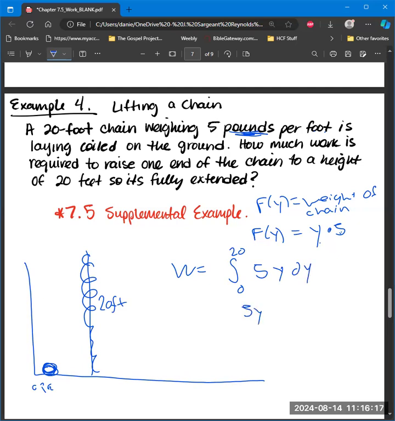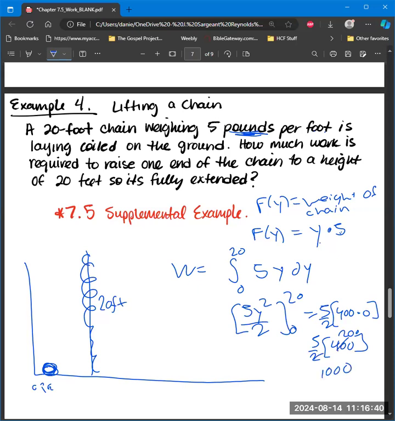So this is 5y squared over 2 from 0 to 20. This is 5 halves times 20 squared is 400 minus 0 squared is 0. This is 5 halves of 400, which is 5 times 200 is 1,000. And work is being done in foot pounds here. All right.